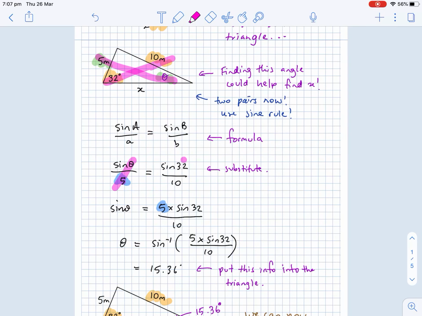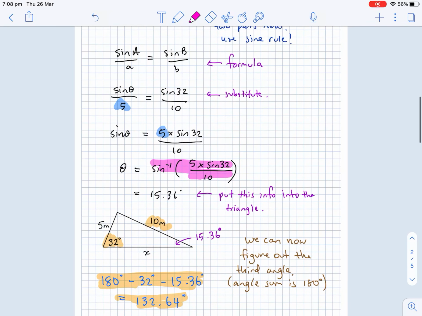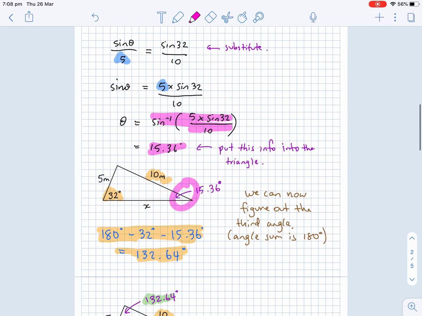And the 32 and the 10 go together, just like that, in the sine rule with the two pairs. And we've got to get theta by itself. We times by the 5, and then we get rid of the sine by taking inverse sine, or sine to the minus 1. And we get that theta is equal to all this in the end. And that comes out as 15.36 degrees. So that's what that angle there is.